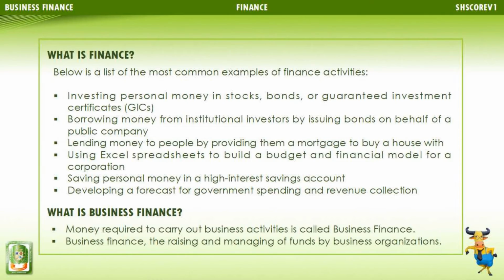Below is a list of the most common examples of finance activities. Investing personal money in stocks, bonds, or guaranteed investment certificates, or GICs. Borrowing money from institutional investors by issuing bonds on behalf of a public company. Lending money to people by providing them a mortgage to buy a house with. Using Excel spreadsheets to build a budget and financial model for a corporation. Saving personal money in a high-interest saving account. Developing a forecast for government spending and revenue allocation.